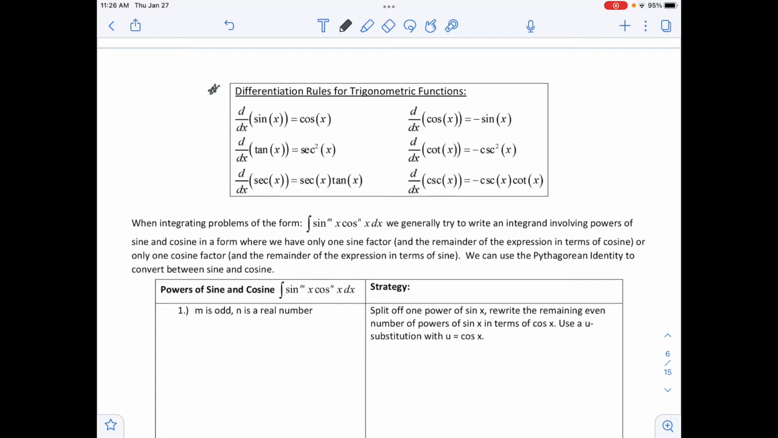When integrating problems of the form sine to the m power of x, cosine to the nth power of x dx, we generally try to write the integral involving powers of sine and cosine in the form where we have only one sine factor and the rest of those in terms of cosine, or only one cosine factor and the remaining part of the expression in terms of sine. We can then use the Pythagorean identity to convert between sine and cosine.